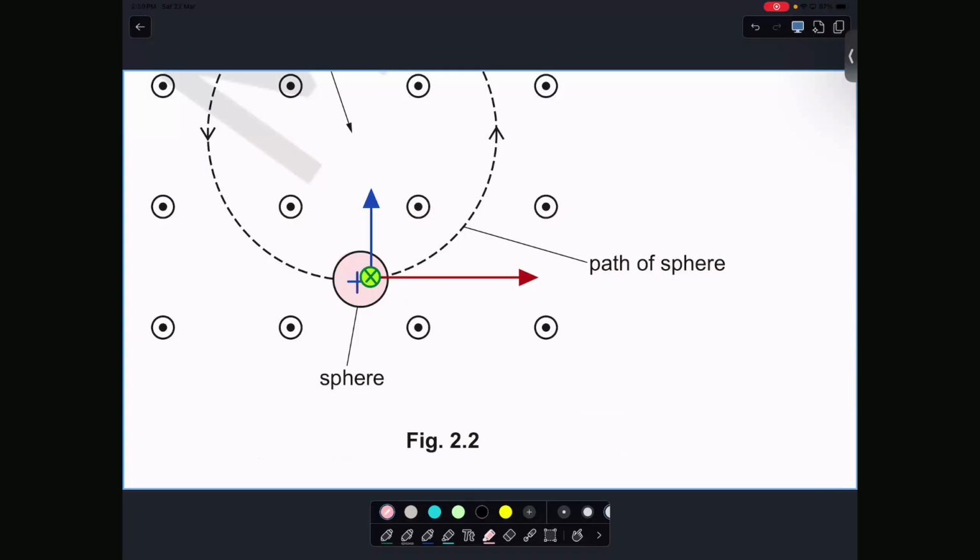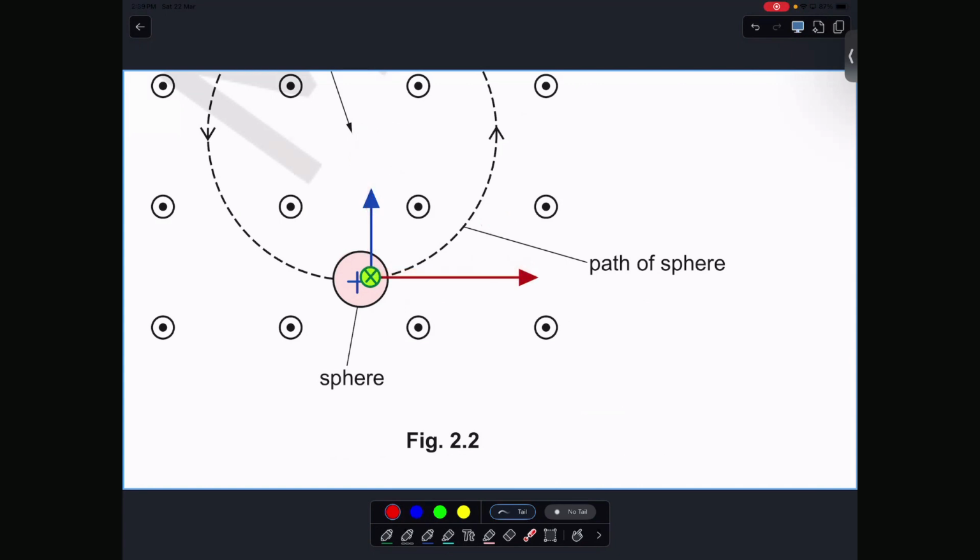Right, but it can't go to the right. Why? Because there's a force acting on it. Which way should the force act? That it goes upwards. Yeah, towards the center, right? So that must be the force, and that must be the direction. So this is your force, this is your current. Now we find the V.